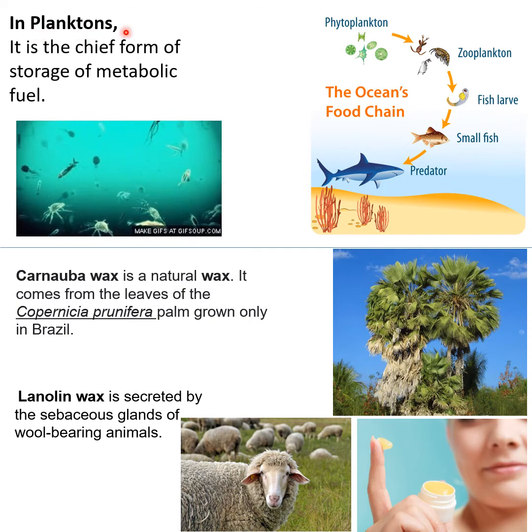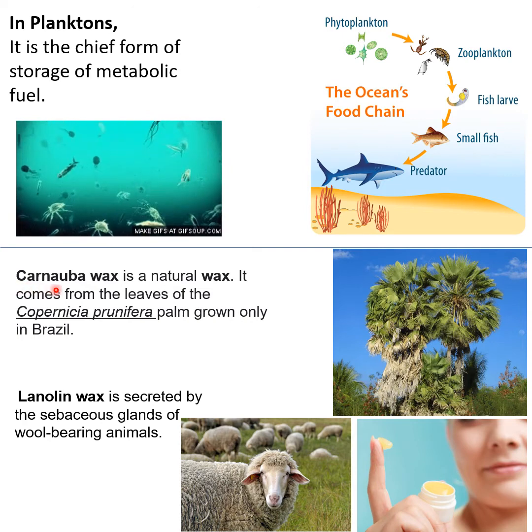Planktons. Planktons are at the bottom line of the food chain. As you can see here, phytoplanktons and zooplanktons. They are producers and primary consumers. Waxes are the chief form of storage of metabolic fuel in planktons, just like glycogen in humans, in animals, and cellulose in plants.